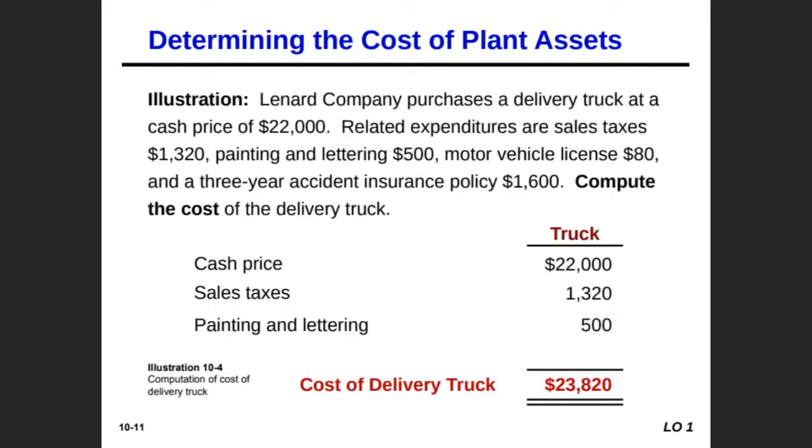Look at this example here very quickly. Leonard Company purchases a delivery truck at a cash price of 22,000. Related expenditures are sales tax, printing and lettering, motor vehicle license, and a 3-year insurance policy. Calculate the cost of the delivery truck. What is the cost of the delivery truck?